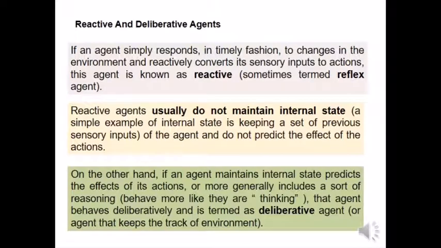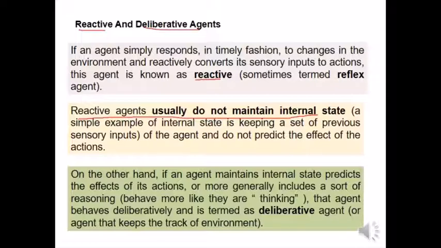So agents can be of two types: reactive and deliberative agents. If an agent simply responds, whenever a change comes it just responds, this is called a reactive agent. Reactive agents usually do not maintain internal states. A simple example of an internal state is keeping a set of previous sensory inputs of the agent, and reactive agents do not predict the effect of their actions.